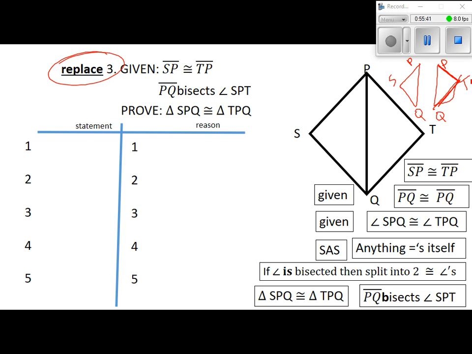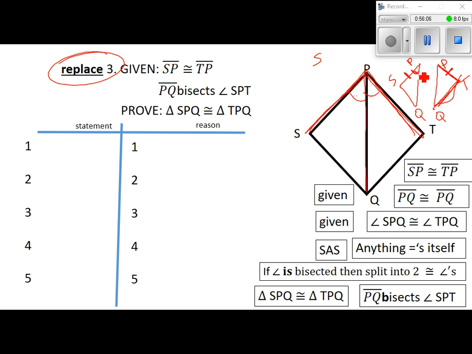What's the first thing to mark? SP and TP. So mark this segment congruent to that segment. Is that enough to say the two triangles are congruent? No, but it's a pair of sides. Now what? PQ bisects angle SPT. That's that angle. What's that tell us about these two angles? They're congruent. Are those two angles over here somewhere? Yeah, it's these two right here, right?